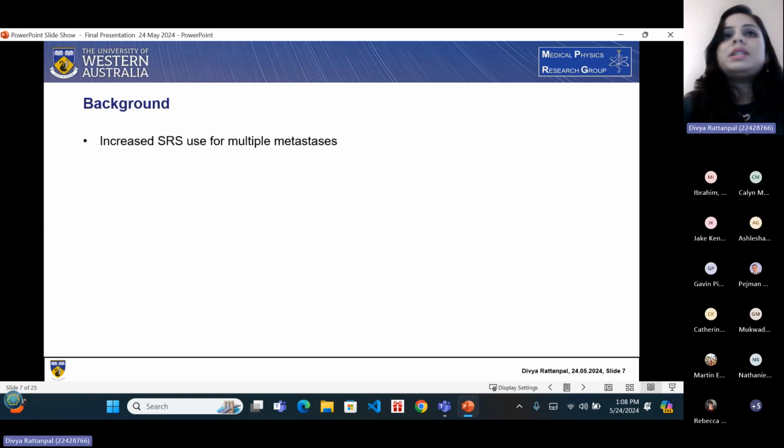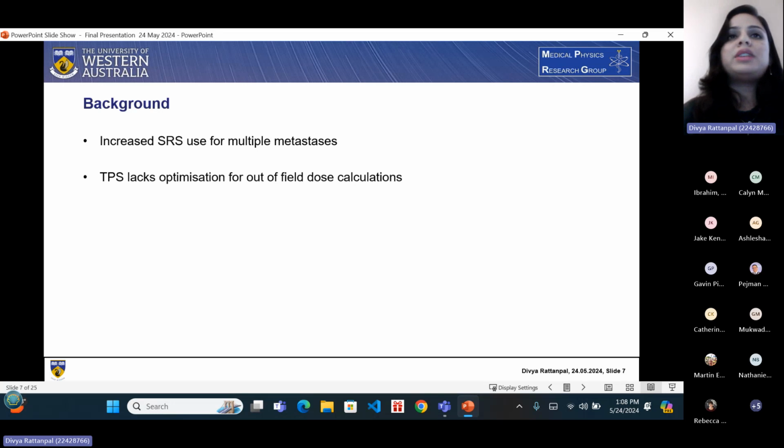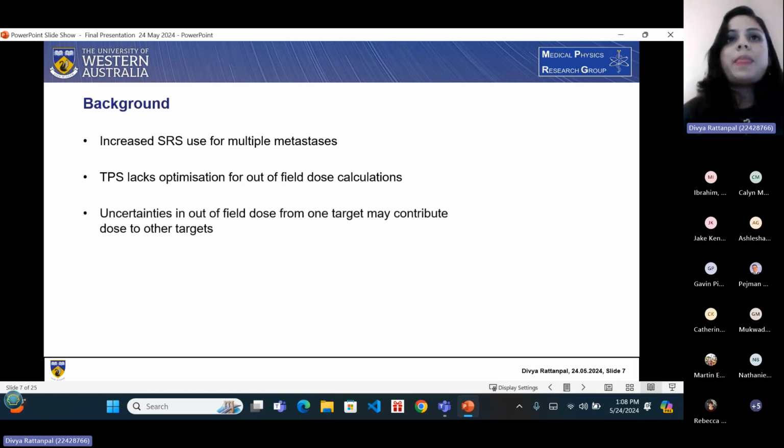So the background for my project is that stereotactic radiosurgery has been increasingly used for multiple brain metastases, and it can be seen from the literature that our current treatment planning systems often do not correctly calculate the doses in the out-of-field regions, and uncertainties in out-of-field dose from one target may contribute to dose to the other target in complex stereotactic radiosurgery.